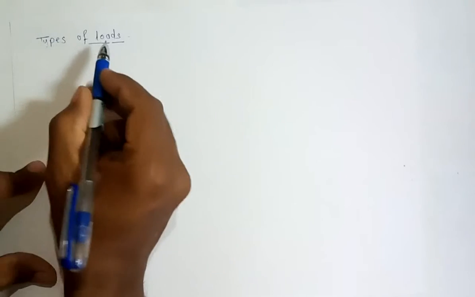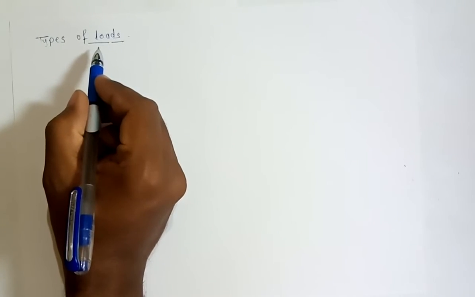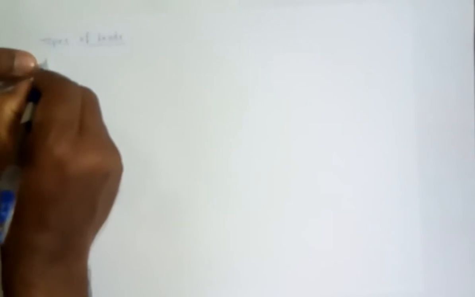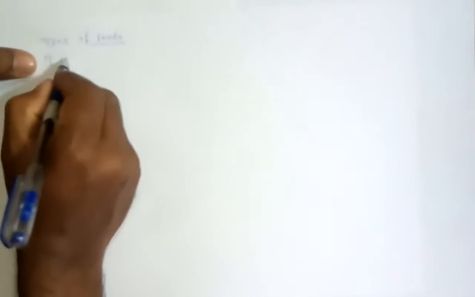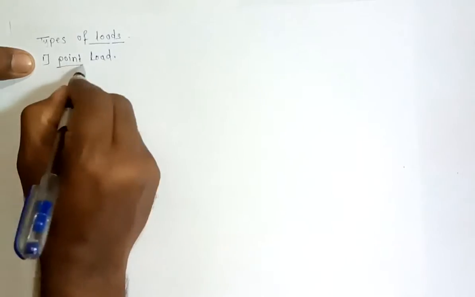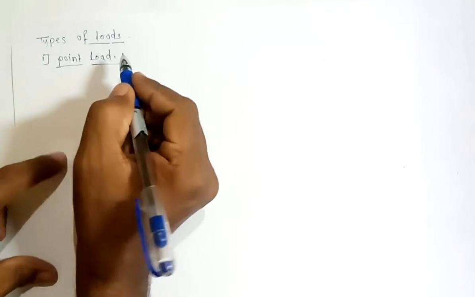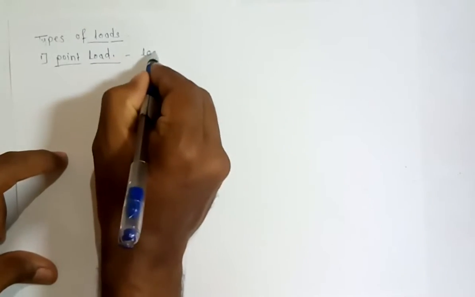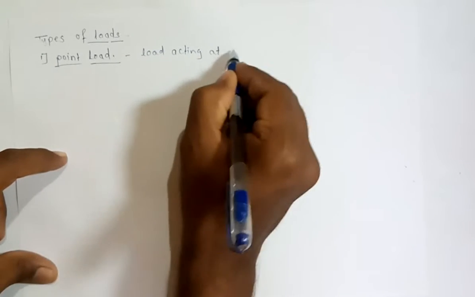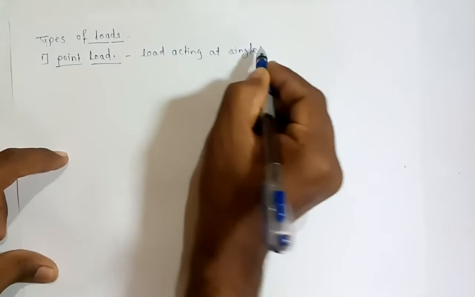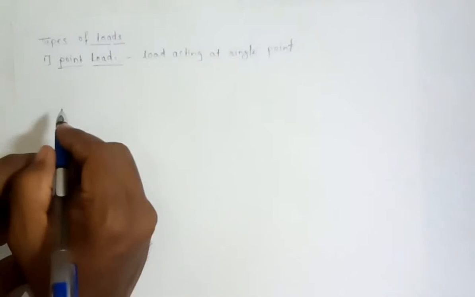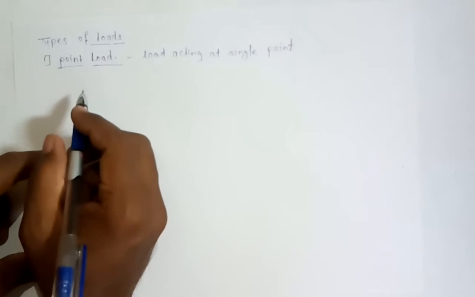Hello everyone. Now we are going to discuss the types of loads that are acting on the beam. So we'll start directly with the first type of load, and it is point load. A point load is a load acting at a single point. A load acting at a single point is called a point load.